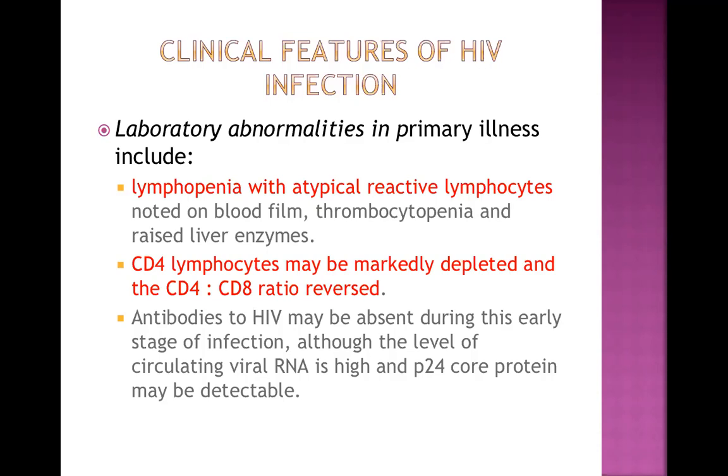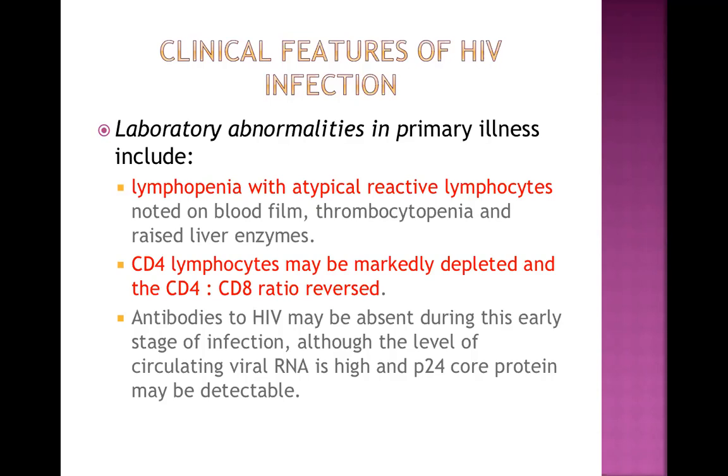Antibodies to HIV may be absent during this early stage of the infection because it takes time for the formation of antibody. That means ELISA test is not very useful in this phase. But if we do a PCR for the viral RNA, or if we do some test for the detection of P24, then that condition can be diagnosed.